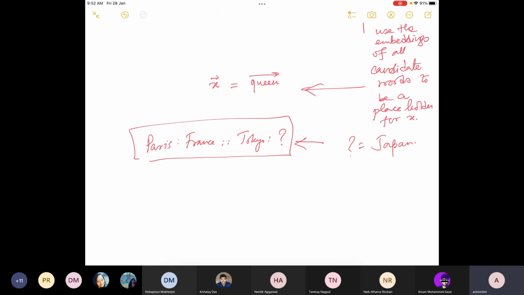Now, why are these important? Solving these analogies is important. These are important because a lot of NLP applications are dependent on solving such analogies.